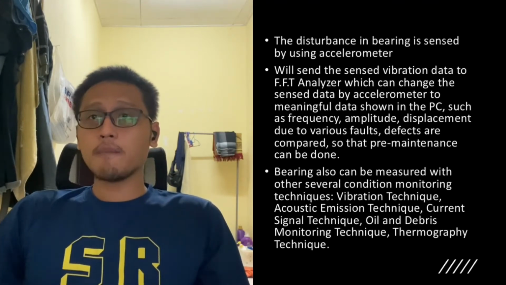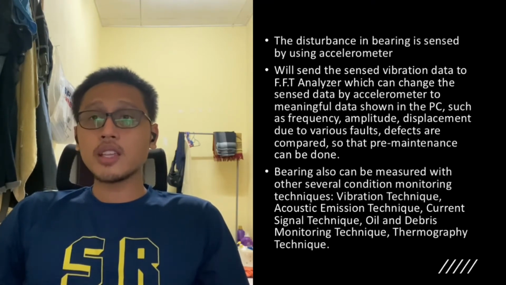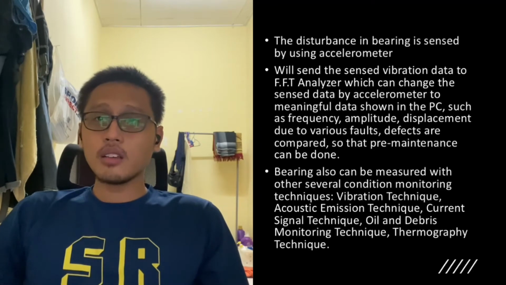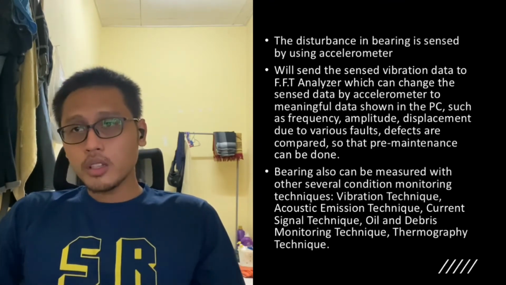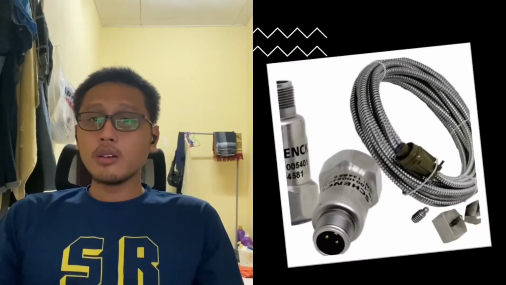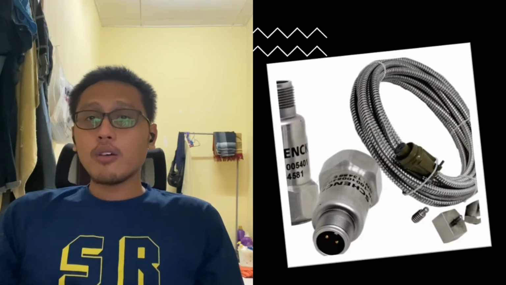Various fault defects are compared so that pre-maintenance can be done. So next, bearing also can be measured with other several condition monitoring techniques, which are the vibration technique, acoustic emission technique, current signal technique, oil and debris monitoring technique, and thermography technique. As we can see in the figure, this is the equipment, the accelerometer, that is used to detect fault analysis on bearing.